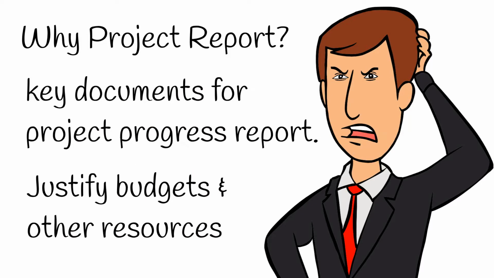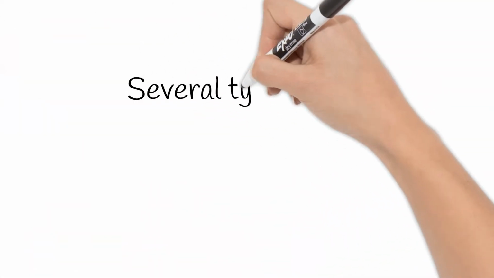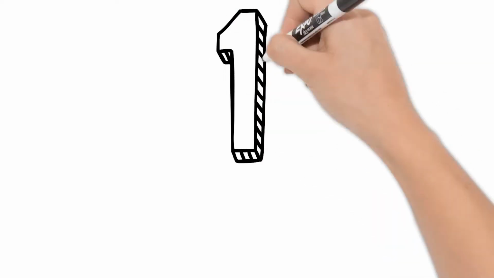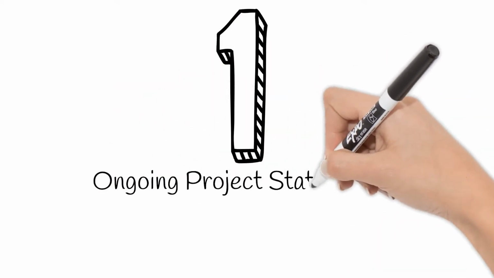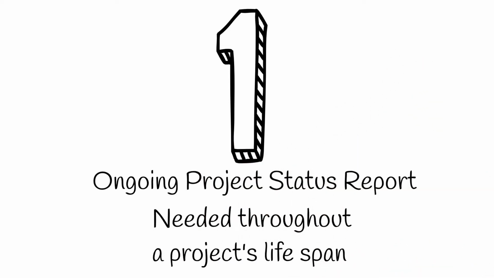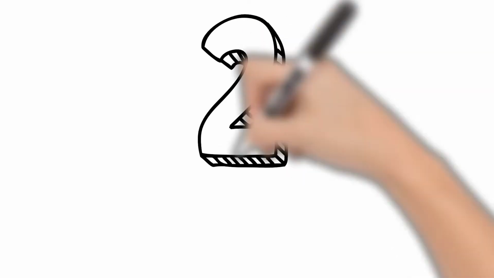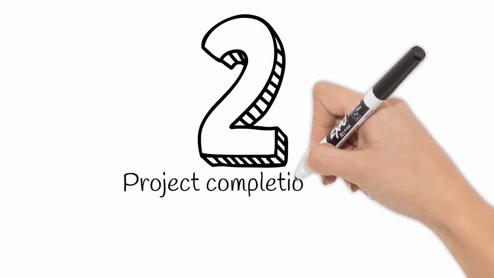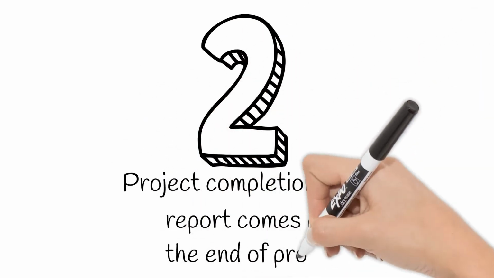Usually on projects, there are several types of project reports that any project manager needs to be able to make or update. The first type is an ongoing project status report. This report will be needed on more than one occasion throughout a project's lifespan and explores the overall progress of the project. The second one is a project completion report. This report comes at the end of the project and wraps everything up.